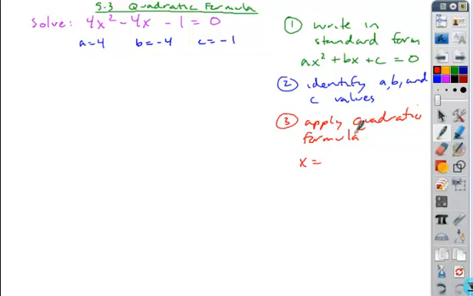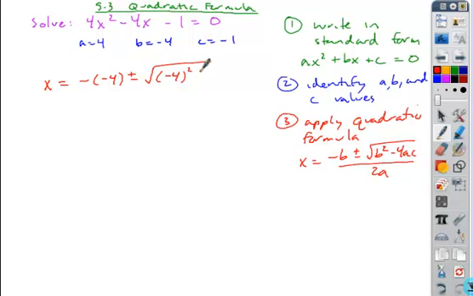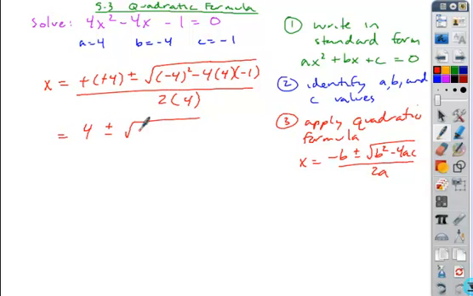And again, the quadratic formula is x is equal to -b plus or minus the square root of b squared minus 4ac all over 2a. So when we apply this, we get x is equal to negative a -4 plus or minus the square root of -4 squared minus 4 times a, which is 4, times c, which is -1, all over 2 times a, which was 4. Here, a negative and a negative cancel, giving us a positive. -4 squared is 16. Minus a minus becomes plus 16 all over 8.